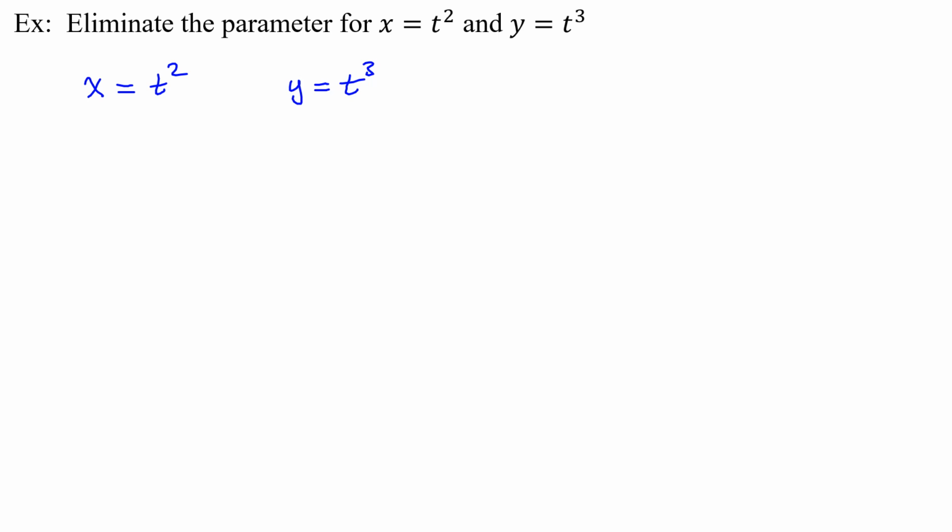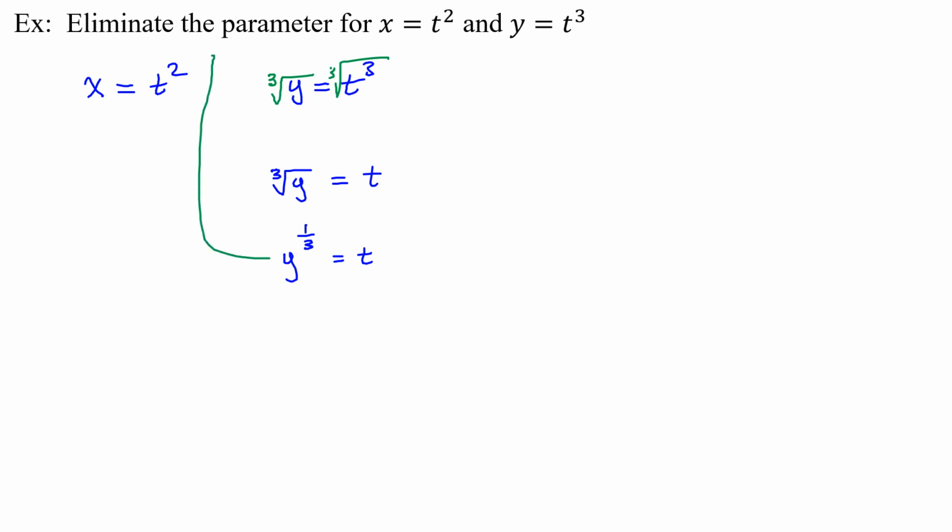And so I'm going to solve this one by doing the cube root on both sides. So if I do the cube root of y and the cube root of t cubed, I'll end up with the cube root of y equals t. Or, if you wanted to, you could write it as y to the 1/3 equals t. Whichever one you want to do. They mean the same thing.